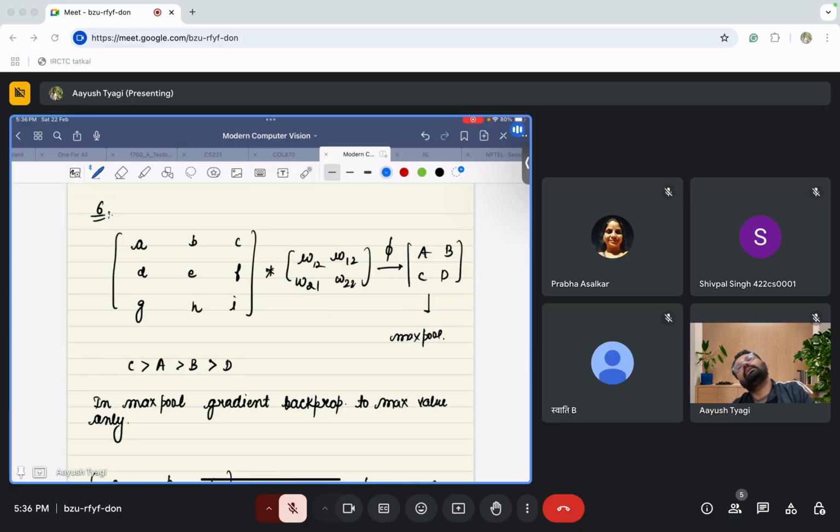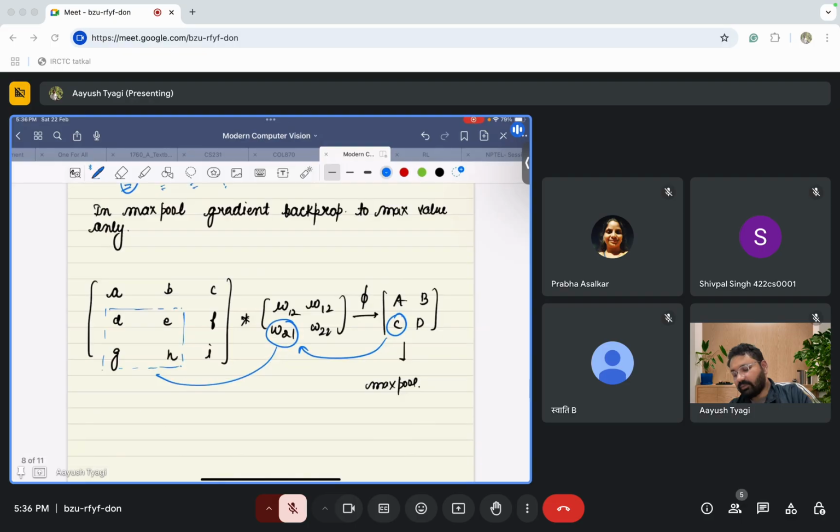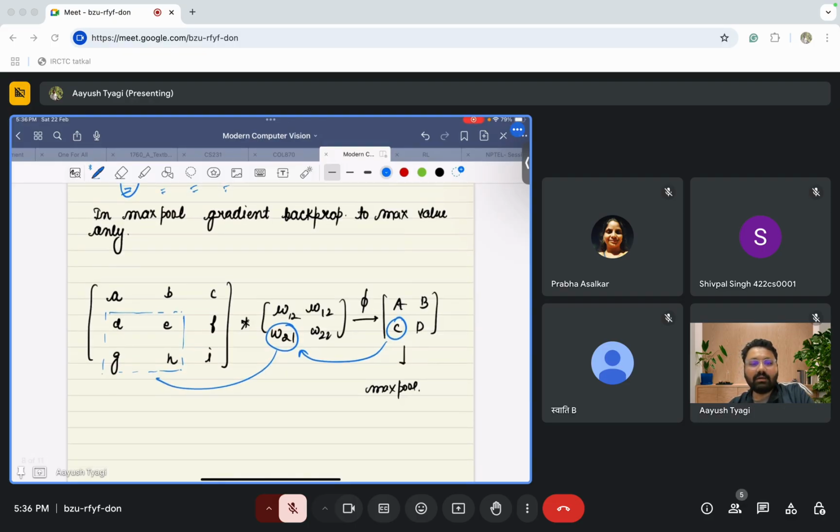So question 6 was: suppose you have an input matrix of A B C D E F G H I. You are multiplying with the weights and applying some sort of non-linearity, an activation function, and you get output A B C D. Then you do a max pooling. In the max pooling, the activation of C is greater than A, B, and D, so the maximum value is for C. As we have seen, the max operator routes the gradient to the region where it's getting the activation. Because C is the highest, the gradients are backpropagated in this manner.